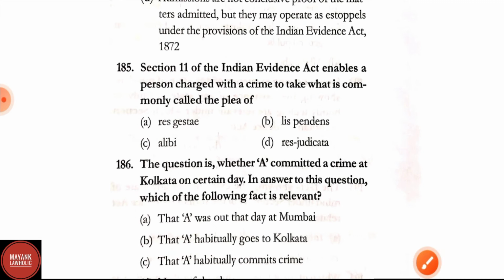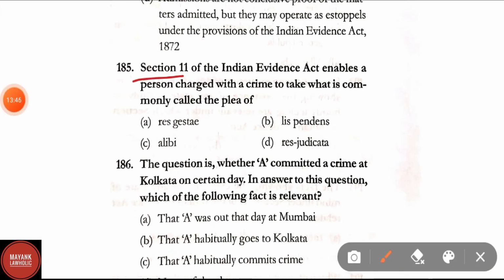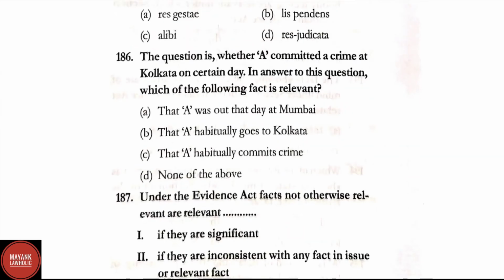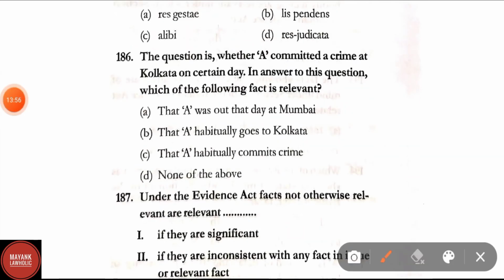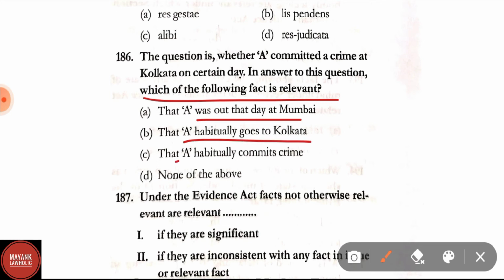Question number 185. Section 11 of Indian Evidence Act enables a person charged with a crime to take what is commonly called the plea of option C, alibi. Question number 186. The question is whether A committed a crime at Kolkata on a certain day. In the answer to this question, which of the following facts is relevant? Option A, that A was out that day at Mumbai. Option B, that A habitually goes to Kolkata. Option C, that A habitually commits crime. And option D, none of the above.